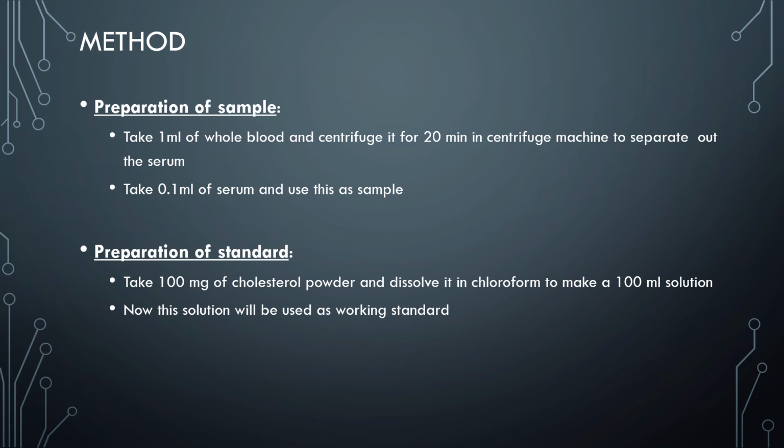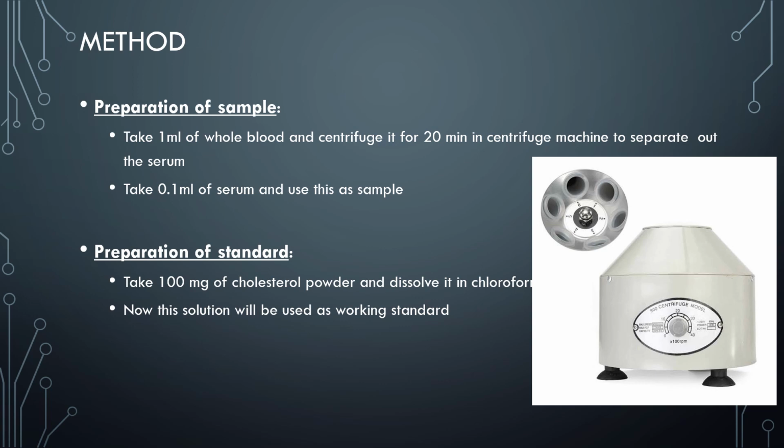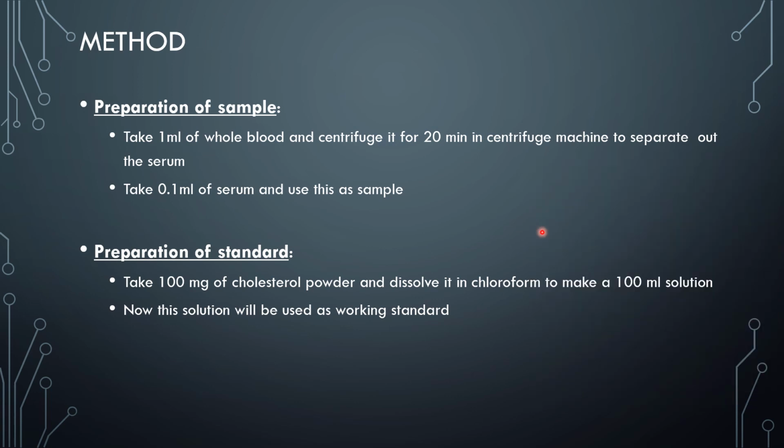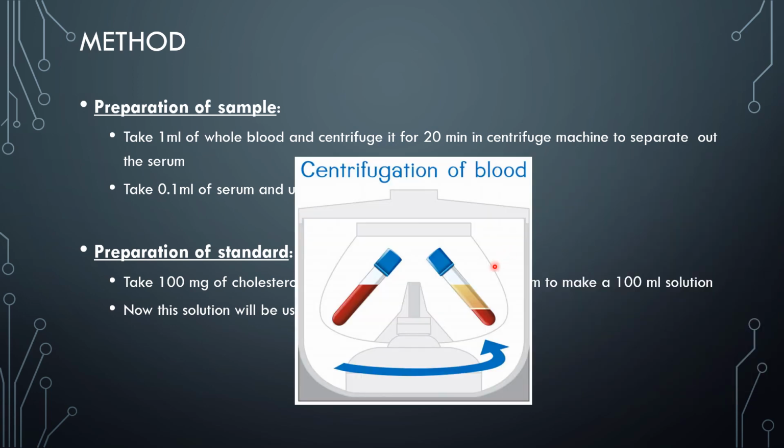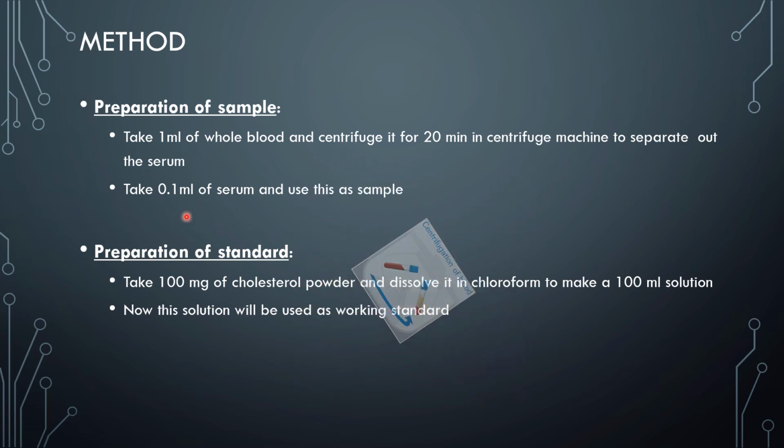Method. Now we will begin with the preparation of the sample. For this we will take 1 ml of whole blood and centrifuge it in the centrifuge machine for 20 minutes. After centrifugation, we will get the plasma, and the plasma will again be centrifuged in order to get serum.